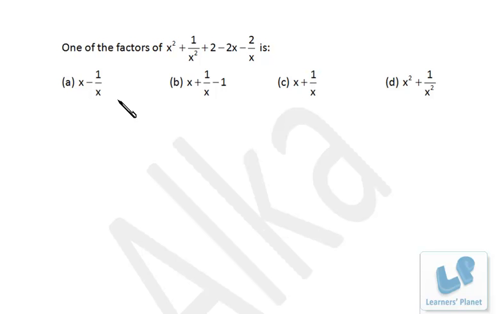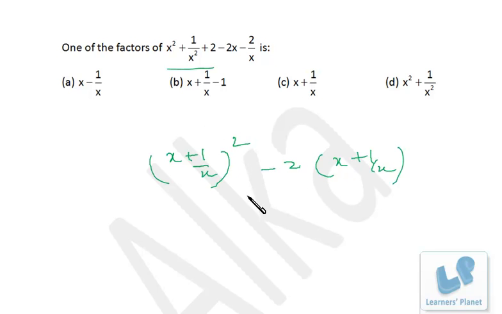Now we have this. We have to find out the factors of this expression. If you clearly observe it, that's actually x plus 1 upon x whole square, right? That will be x square plus 1 upon x square plus 2 into x into 1 upon x. So x into 1 upon x will produce 1, so only 2 will be left. Minus, if I take 2 common, I'll be getting x plus 1 upon x. So from these two terms, we can take x plus 1 upon x as common.